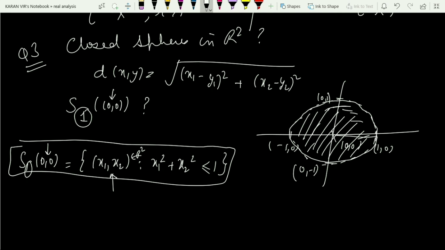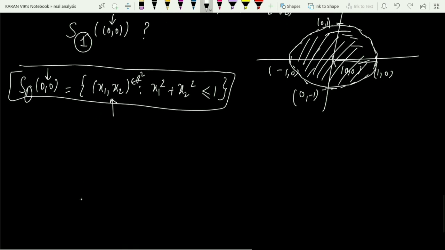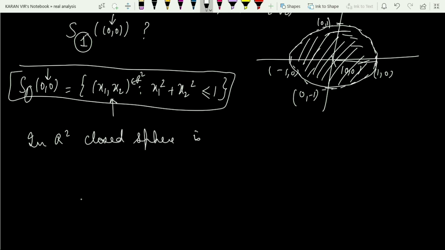So if I write for this case, in R square, the closed sphere is called a closed disk. So generally it is called a closed disk. So I hope things are clear to you.